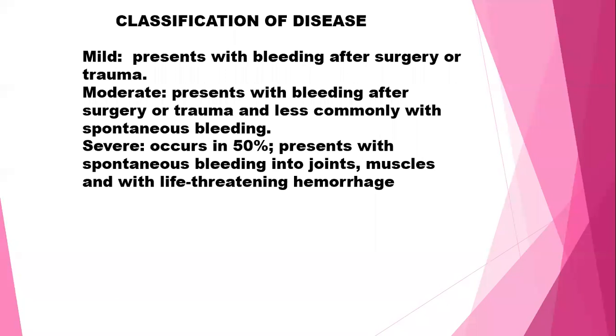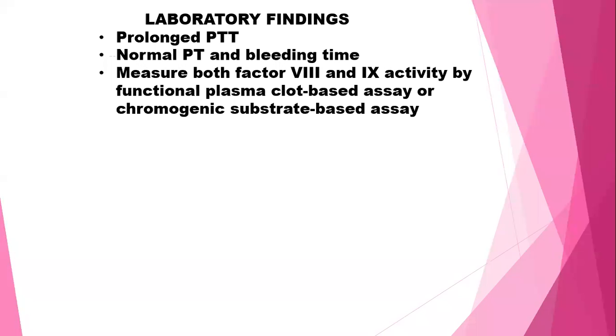Classification of the disease into mild, moderate, and severe classes. Mild disease presents with bleeding after surgery or trauma. In moderate disease, it presents with bleeding after surgery or trauma and less commonly spontaneous bleeding. In severe cases, it presents with spontaneous bleeding into joints, muscles, as well as life-threatening hemorrhages. Laboratory findings: prolonged PTT, normal PT and bleeding time, and the measurement of both factor VIII and IX activity by functional plasma clot-based assay or chromogenic substrate-based assay.